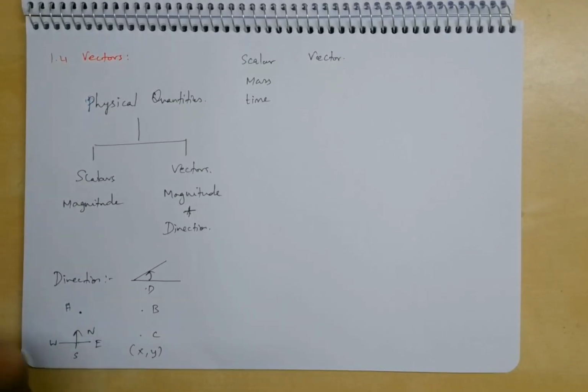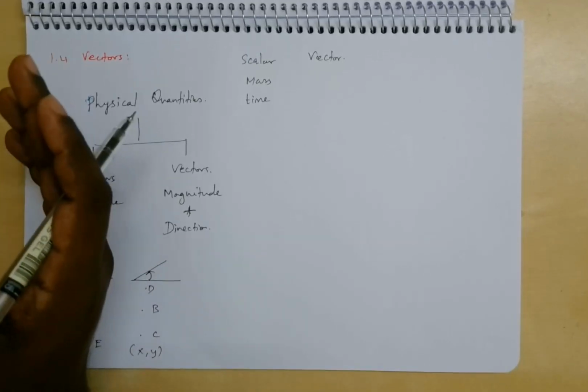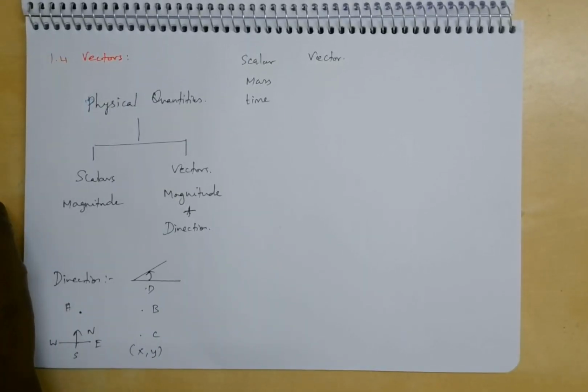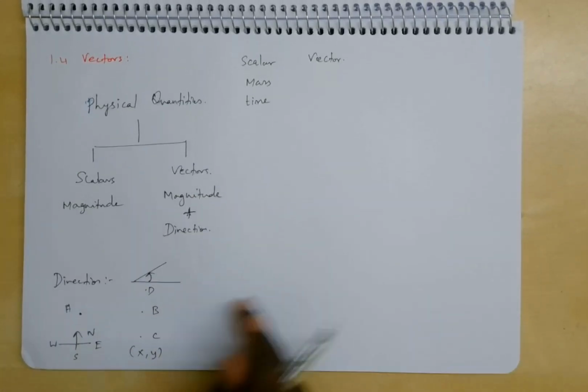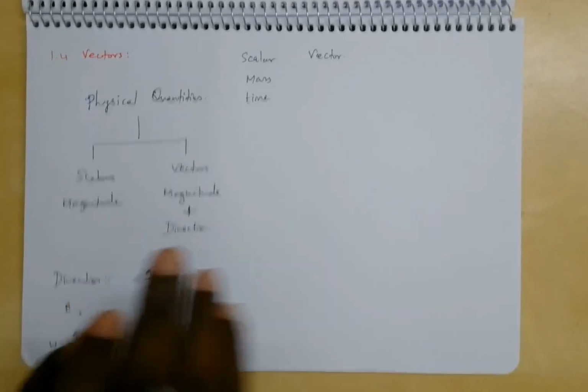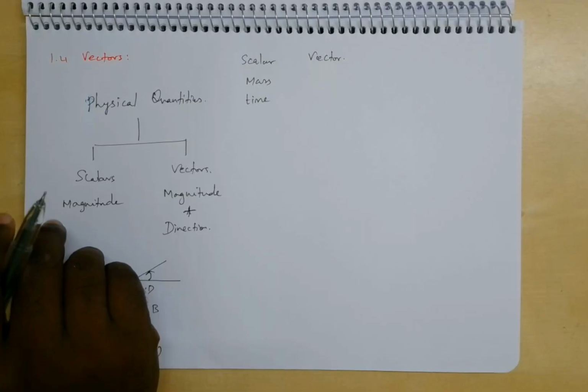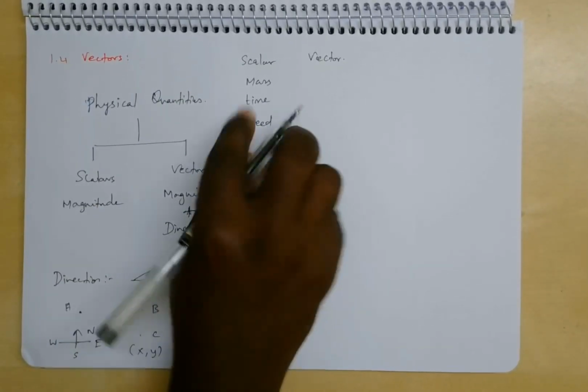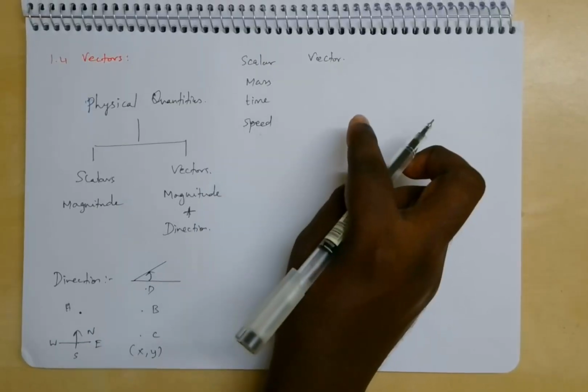Now let's take speed. In the car, we are seeing the speedometer, right? So does the speedometer concern which direction we are going? Whether we are going from A to B or B to A, it will show the actual speed. So speed is a scalar, but its counterpart velocity is a vector.